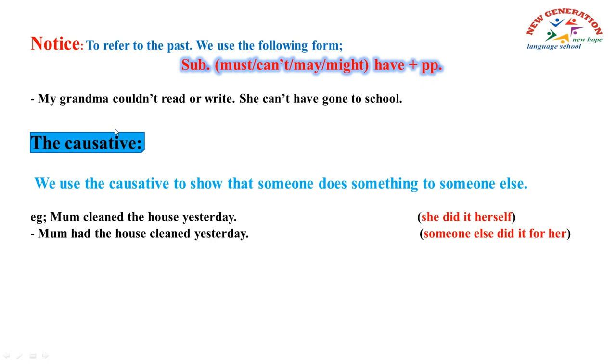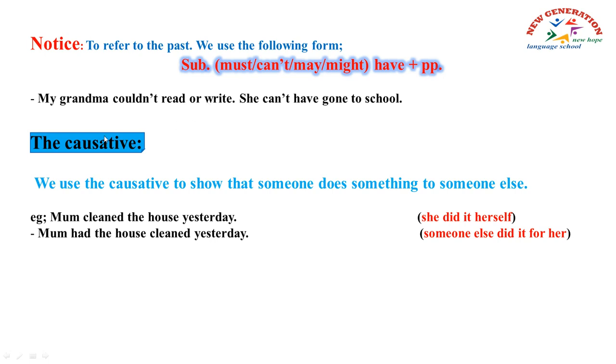Look at this example. My grandma couldn't read or write. So this situation refers to a past time. So she can't have gone to school. I'm sure that she didn't go to school at all. That's why she couldn't read or write.